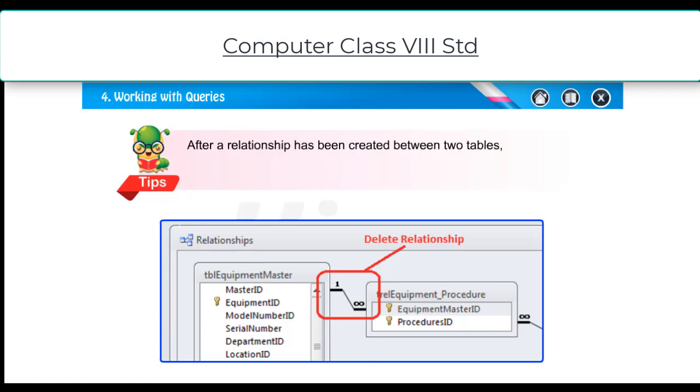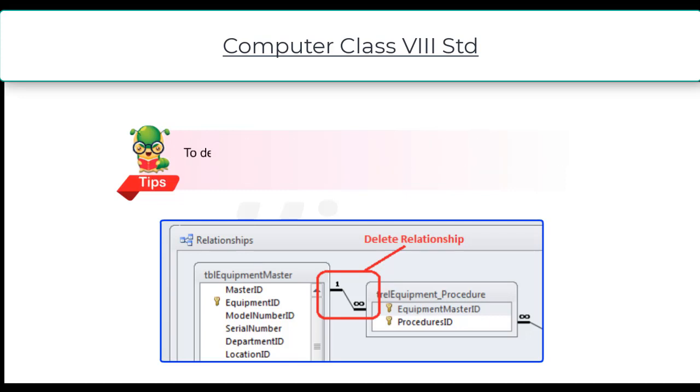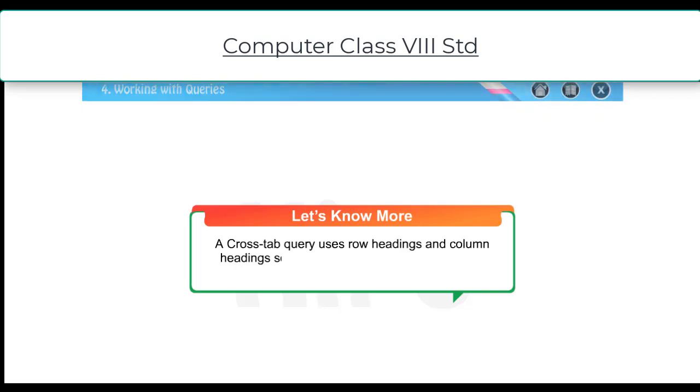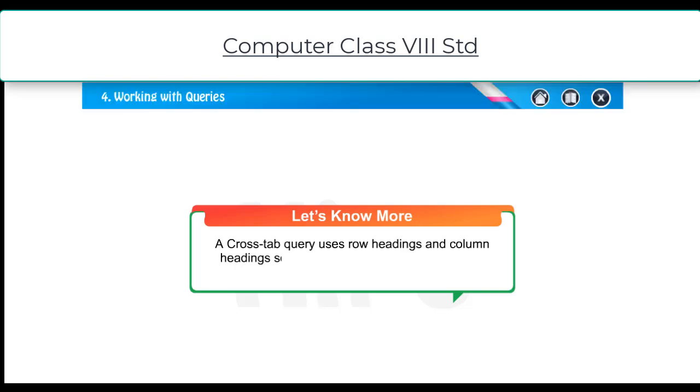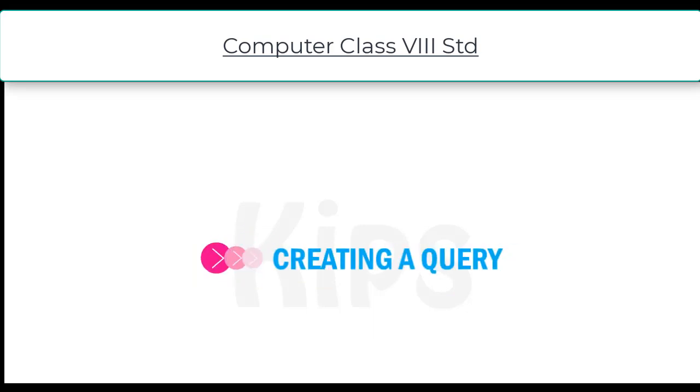Okay, so after the relationship has been created between the two tables, you must delete the relationship before you make modifications to the fields on which the relationship is based, definitely. To delete a relationship, you need to click on the line that connects the tables and then press the delete key. Alright, you can even right click and click on delete. Next we have a cross-tab query. A cross-tab query uses row headings and column headings so that you can see your data in terms of two categories at once.